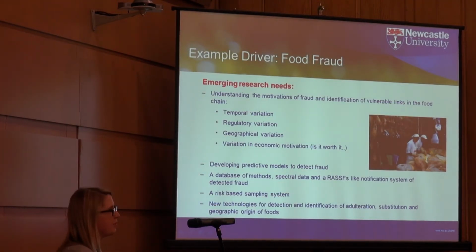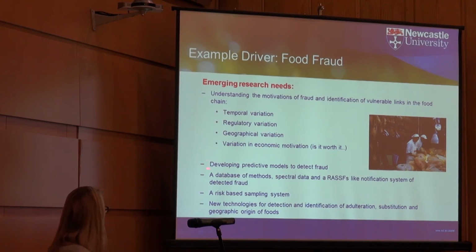If we take the example of food fraud, we can see that some of the emerging research needs are to do with understanding the motivations behind food fraud and the identification of vulnerable links in the food chain. So where are we vulnerable to food fraud? And this can be associated with regulatory variation, temporal variation, geographic variation in region, and variation in economic motivation.